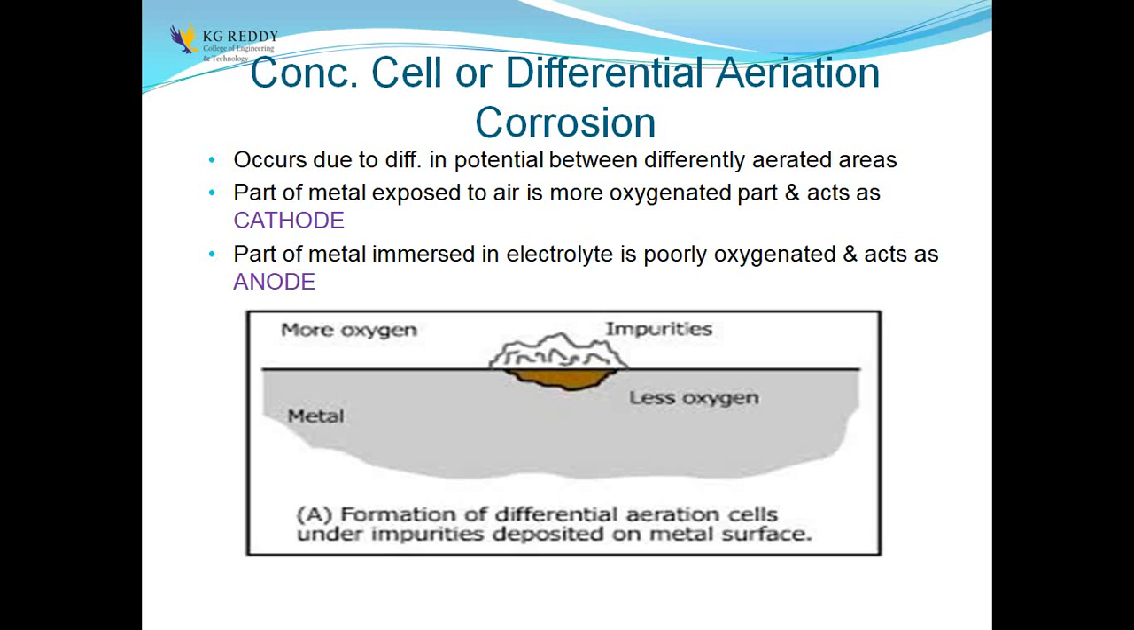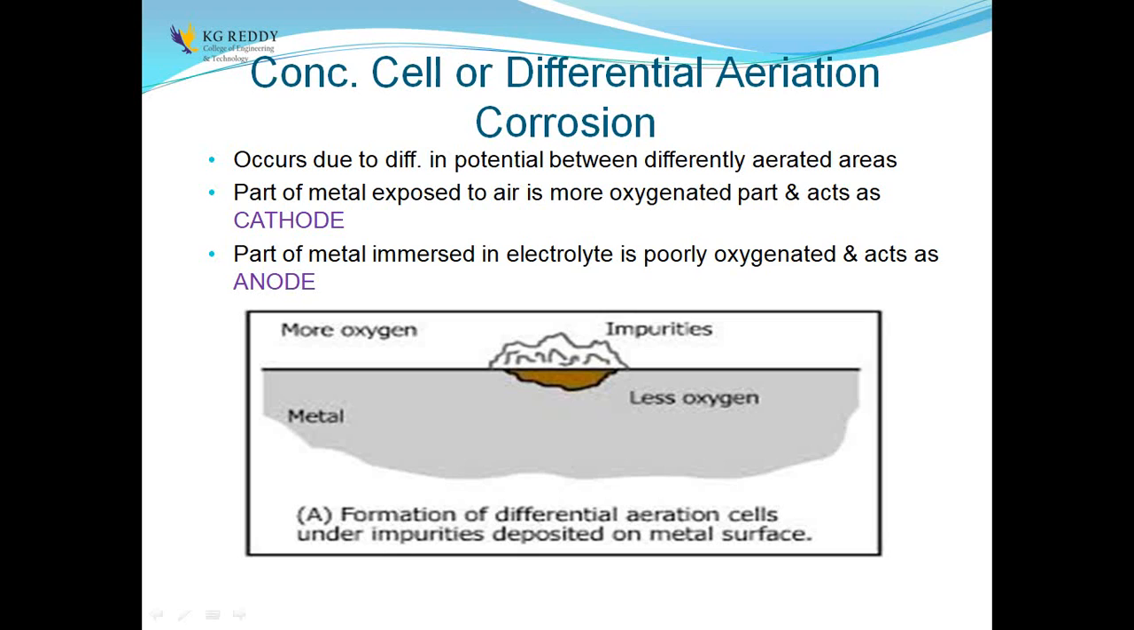This released electron goes to the cathode. The part of the metal which is free from the solution acts as a cathode. Therefore, the movement of electrons takes place from the anode to the cathode. So the bottom of the metal is a poorly oxygenated area. It releases electrons and starts getting corroded, right?